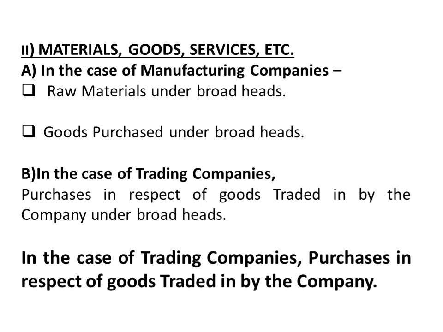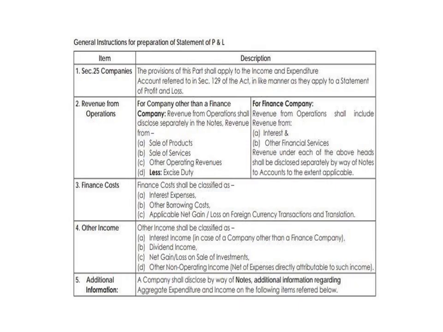And under materials, goods and services, etc., in case of a manufacturing company, raw materials are considered under broad heads, and goods purchased are also considered. And in case of a trading company, the purchases in respect of goods traded in by the company under broad heads should be indicated. So these are all the general instructions in preparation of the statement of profit and loss account.